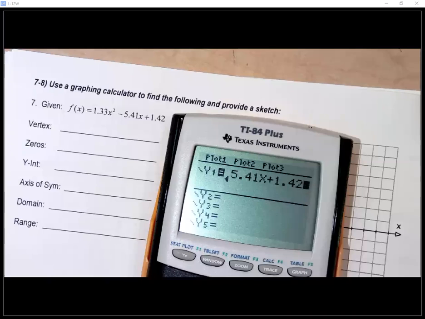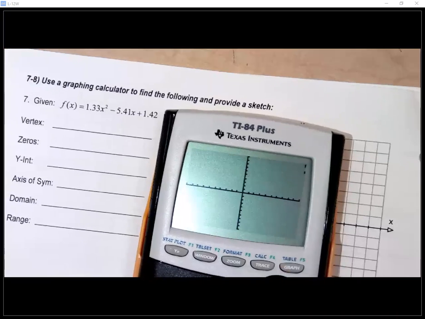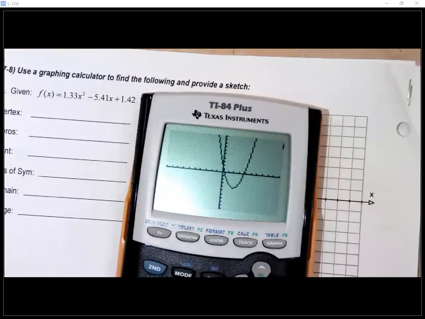Okay, great. How do I see it? Sure, hit graph. We have no idea what the window setting is from the last person that used it. So I got lucky, I can see mine. You might not, who knows what the last person did with your calculator. If you can't see it, where do you go to just get the window back to being normal, 10 to 10? Yeah, you hit zoom, the middle button on the top.